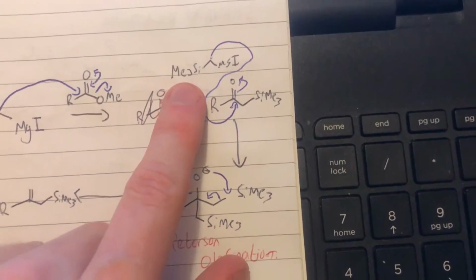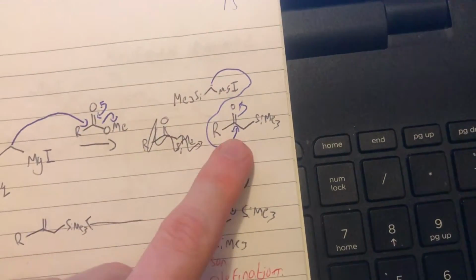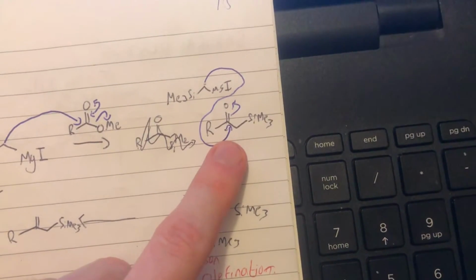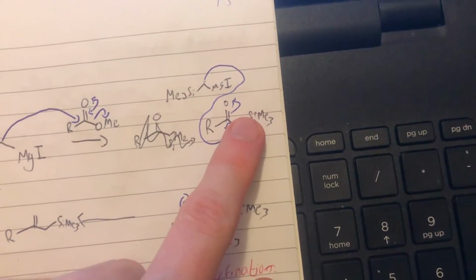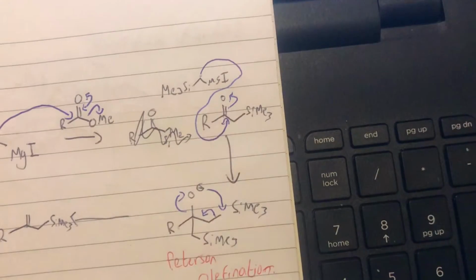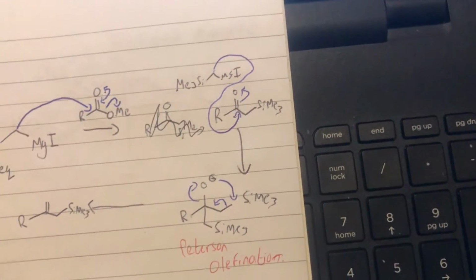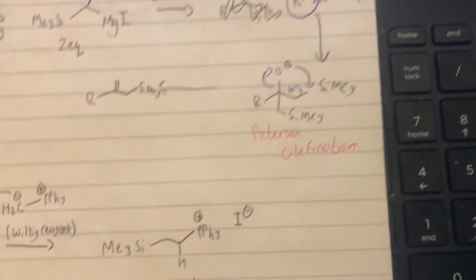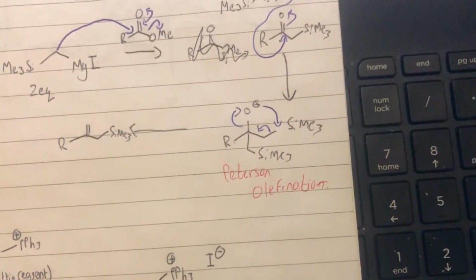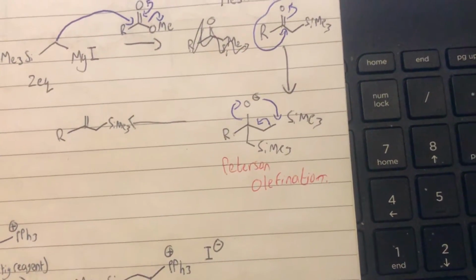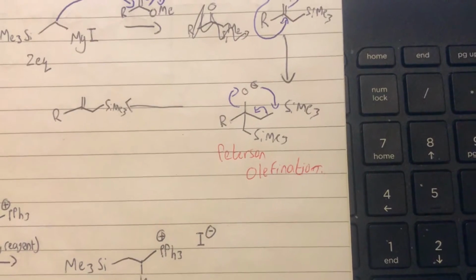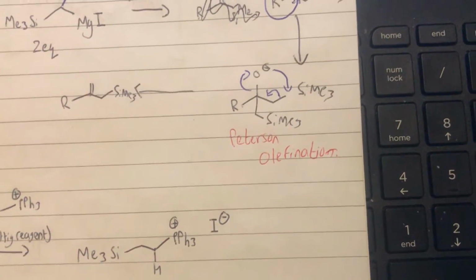Next up, we're going to use another equivalent of this. As it says here, we've got two equivalents. Next equivalent, we just do exactly the same thing again. Curly arrow there, attacking the ketone now, and putting the electron density on top of the oxygen. And then obviously we want to get rid of the oxygen. Now we've got two silicon groups, and this is the Peterson step here.